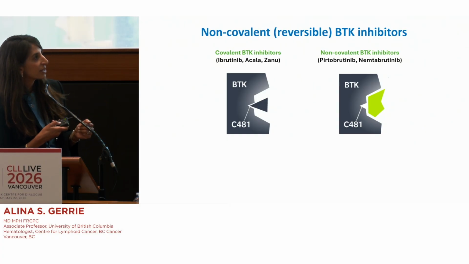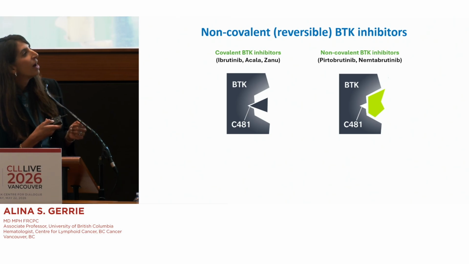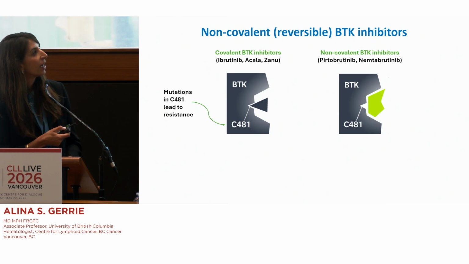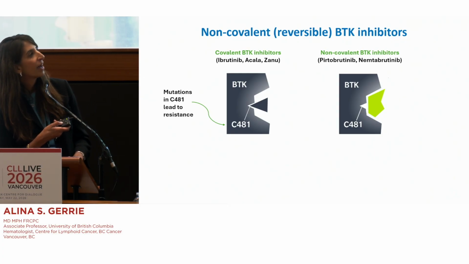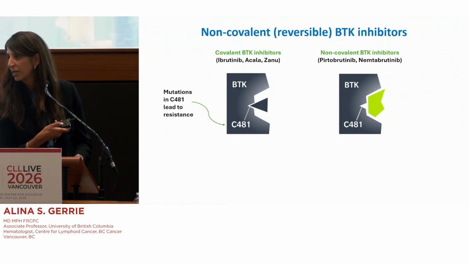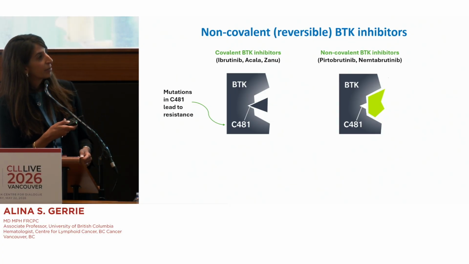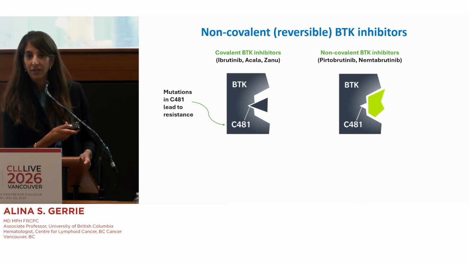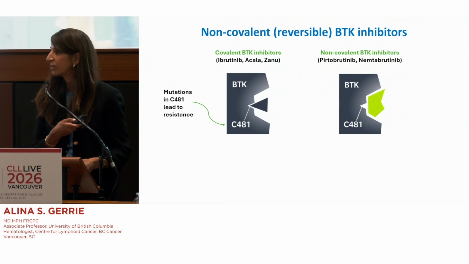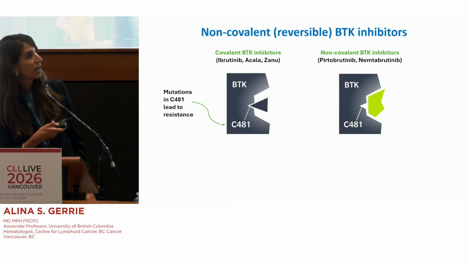And it fits in at this spot called C481. This is an amino acid in this spot. This is where, over time, patients can develop mutations to this C481, and it can mutate, and then the ibrutinib or the BTK inhibitor can't fit in there anymore, and that's where people develop resistance. These non-covalent BTK inhibitors are a bit more, they don't need to be in that exact parking spot. They still come to the parking lot, they still come to inhibit BTK, but they don't need to go into that C481 parking spot. They can go into other parking spots.